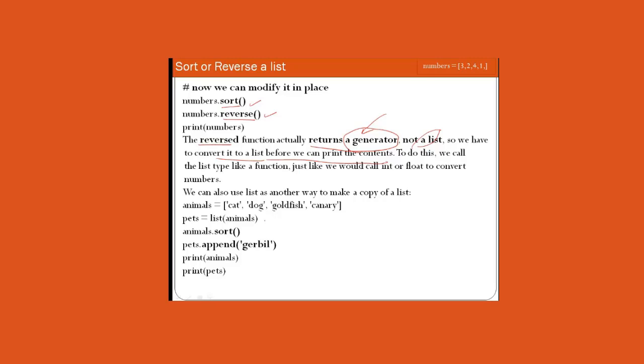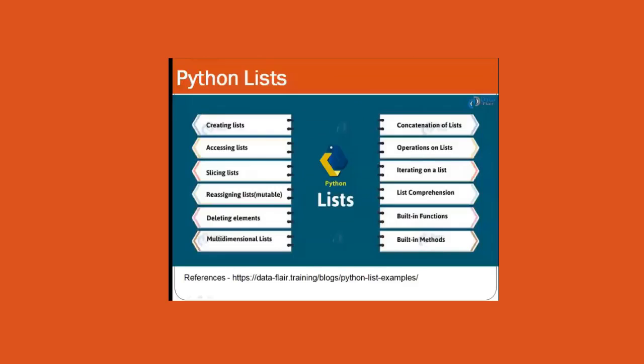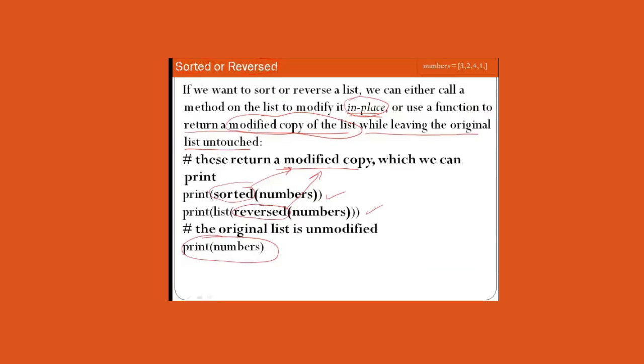So this is your animals. Then you are sorting it, right? And here you need not do this because it is returning you the list. You can just see over here again. If you go to sorted, you can see that when you are using reversed, you are converting into a list.